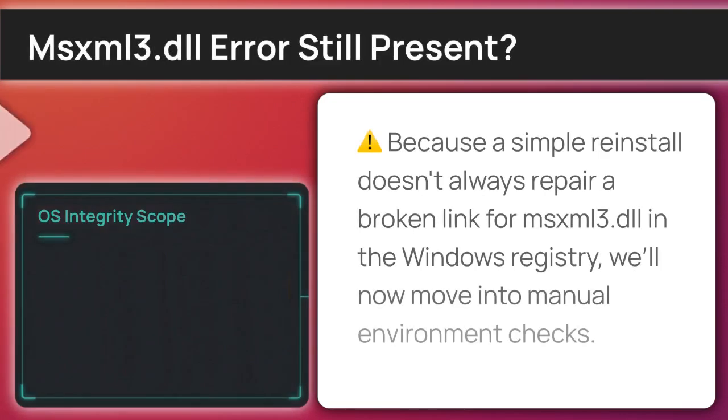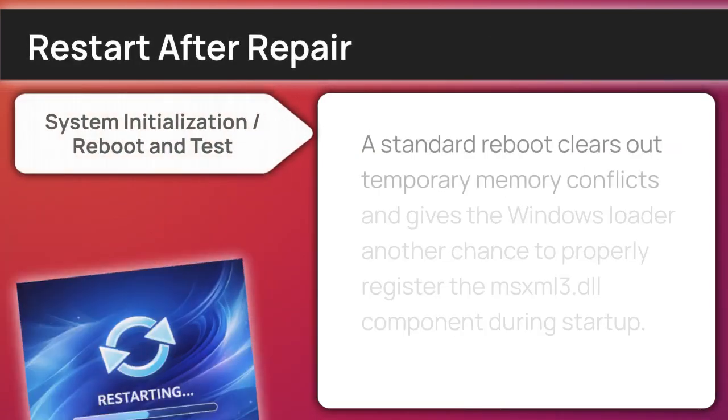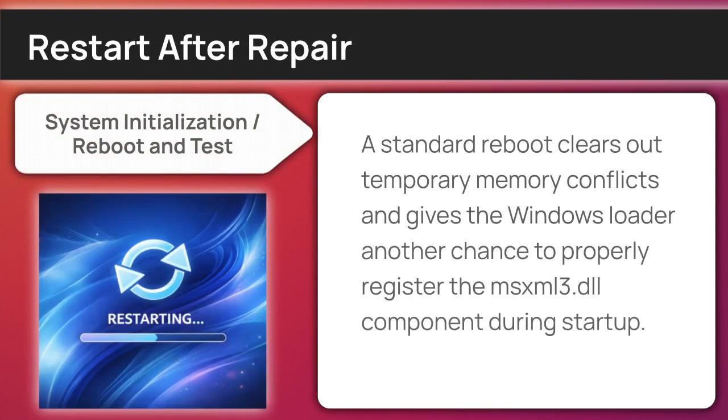Should the reinstallation fall short, the next step in our protocol is to validate the integrity of your system's startup environment. A system reboot is a reliable way to clear away zombie processes that might be interfering with msxml3. It's a low-impact step that ensures your operating system is starting with a synchronized environment.